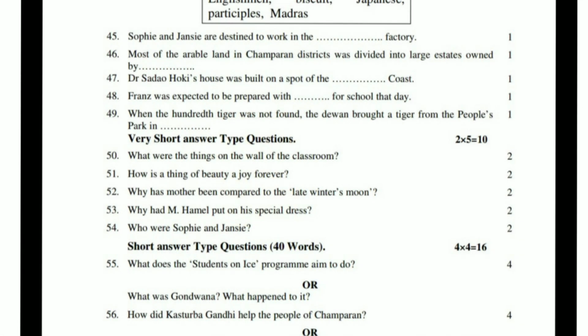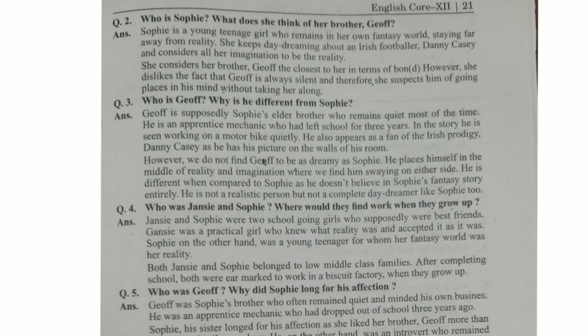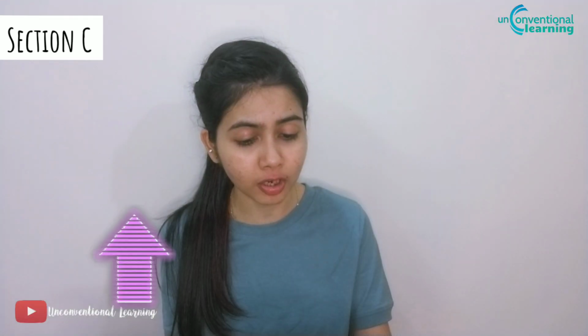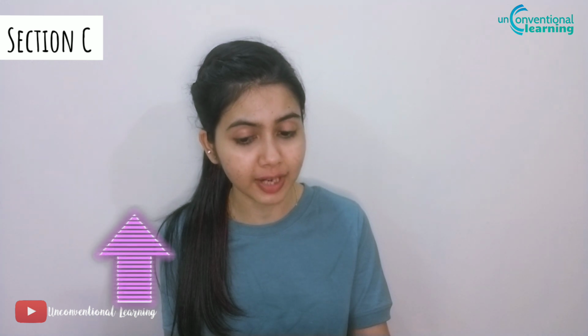Now the fifth question: who were Sophie and Jancy? Now again, this question, see, who is Sophie? Question number 2, page number 21. Sophie is a young teenage girl who remains in her own fantasy world, staying far away from reality. She keeps daydreaming about Irish footballer Danny Casey and considers all her imagination to be reality.